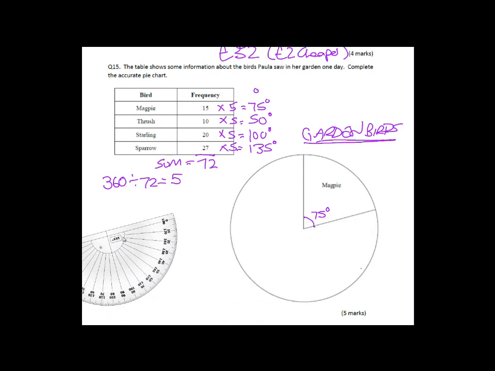Move the protractor out the way and draw a straight line from the center of the circle through that line to the edge of the circle. So from the center of the circle, draw a line through that marker. Now don't forget to label it. So it's 50 degrees is the angle that we drew, and the bird that goes in here is the thrush.